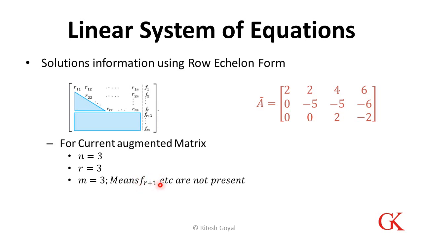They are not present. So n equals 3, r equals 3, no fr plus 1 is 0, means we have only one solution. So this is basically the answer for our problem. It's not like providing the solution, it's like how many solutions exist. And that's very much important.